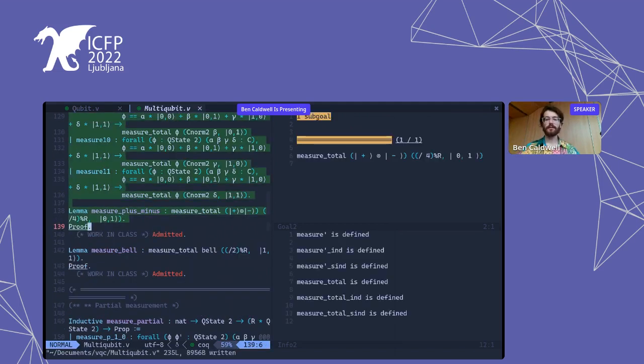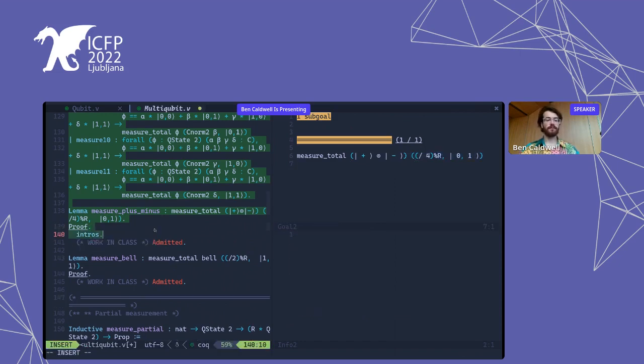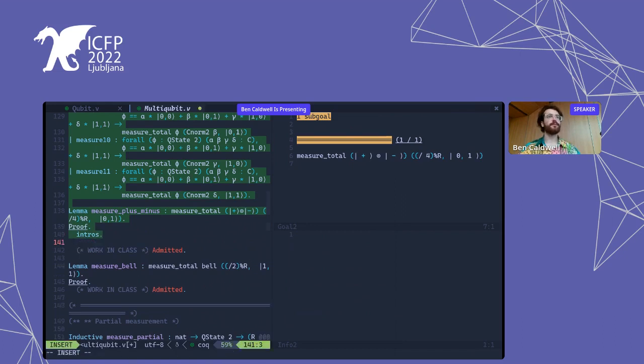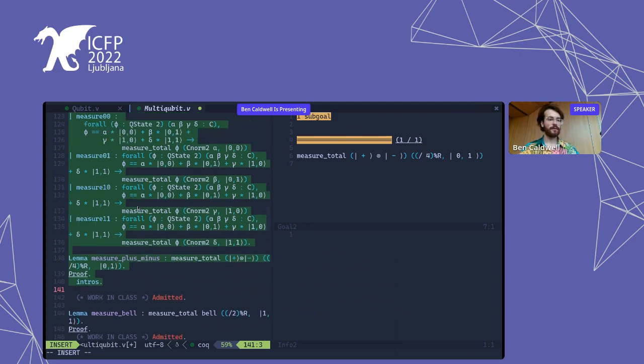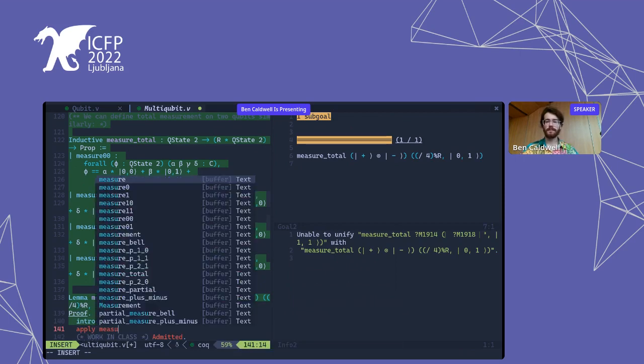Right, and so we can talk about the total measurement, the likelihood that the plus minus state measures to be 0, 1 ends up being 1 over 4. And so first guesses at how we're going to approach this: probably want to unfold measure total. Or yeah, construct. So we can try applying the constructor that we want there and just see what happens.